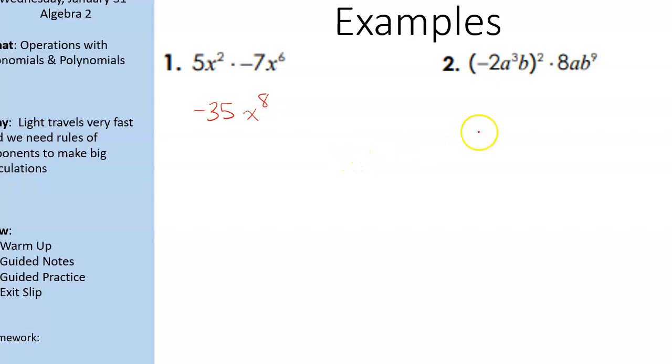Okay? So number 2 has two rules going on. We have everything raised to the 2nd power, and then we have multiplication. So we have 2 exponent rules that we're going to do. We're going to take care of the parentheses first, kind of like order of operations, and we're going to distribute that 2nd power through. So we have to distribute that 2nd power to the negative 2.